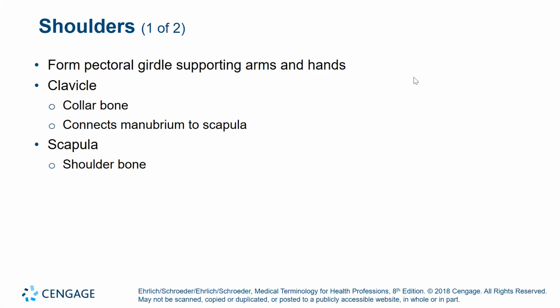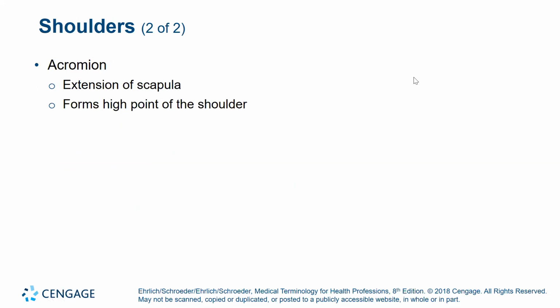Shoulders form the pectoral girdle, supporting arms and hands. Clavicle is also known as a collarbone. And then we have the scapula, which is the shoulder bone. The acromion is an extension of the scapula, forms the high point of the shoulder.